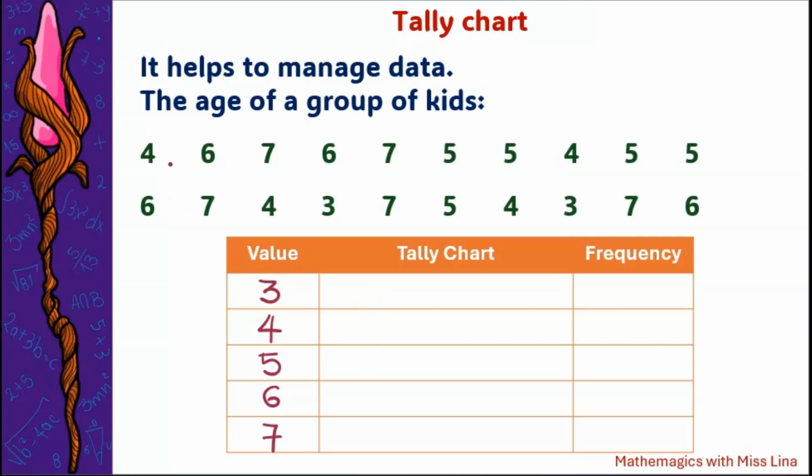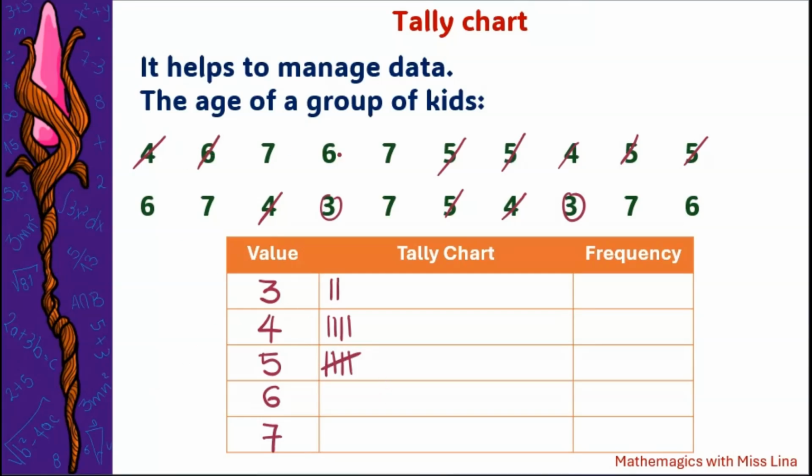So let's see how many threes we can find. Okay, let's see how many times we can find the 4. Okay, let's see the 5. Notice since it's the fifth in a group, we just cross it.